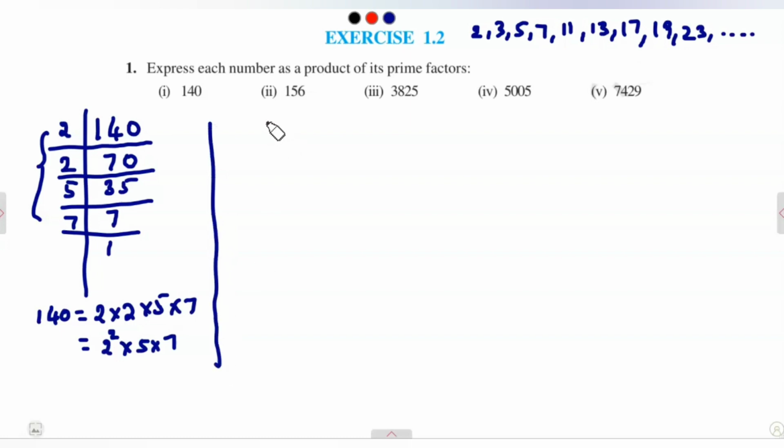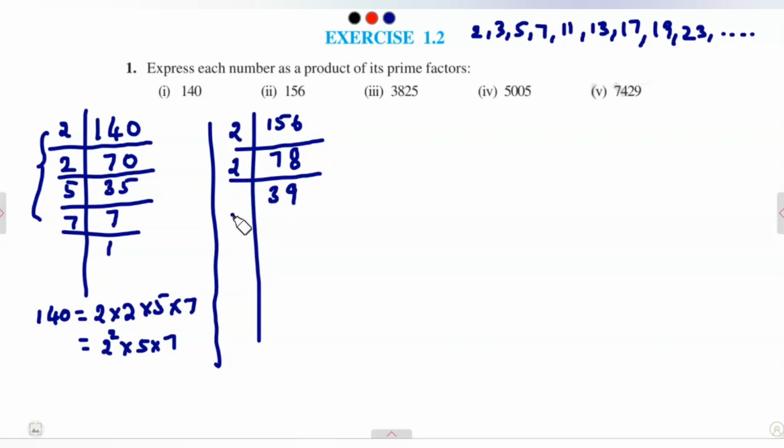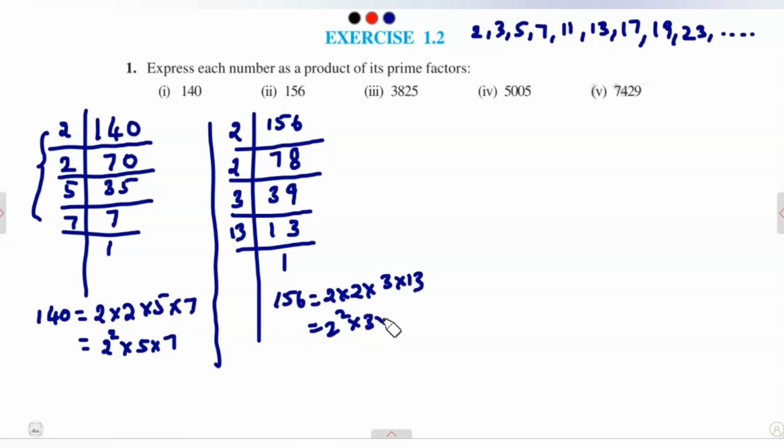Let us do 156. Let's divide with only prime numbers. Let us take 2 table first. 2 sevens are 14, 1 remainder, 16, 2 eights are 16. Next, again we can take 2 table. 2 threes are 6, 1 remainder, 18, 2 nines are 18. Next, let us take 3 table. 3 ones are 3, 3 threes are 9. Next, 13 is a prime number, so you can take 13 ones are 13. So, done. The prime factorization of 156 is 2 into 2 into 3 into 13, which you can write as 2 square times 3 times 13.